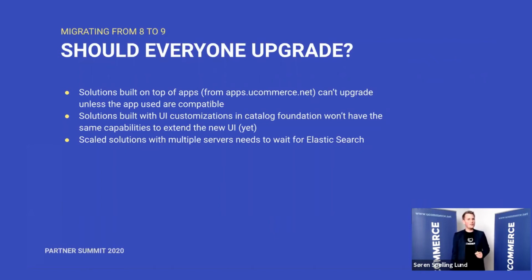And scale solutions, probably most of you have been working with Lucene. That's not scalable by nature. You need to wait for Elasticsearch to arrive. So those are the three main blockers for you to go to V9. Otherwise, we would love to help you out in that process. So go ahead and do it and reach out when you run into trouble.